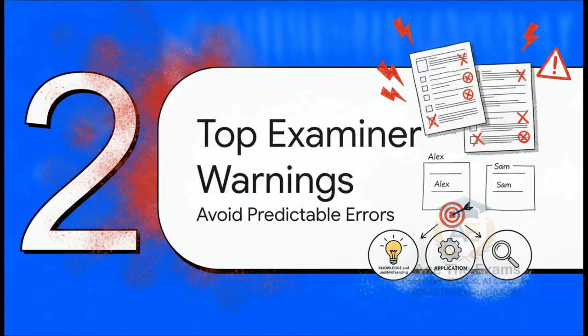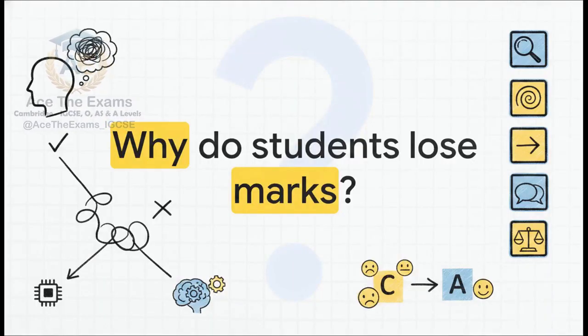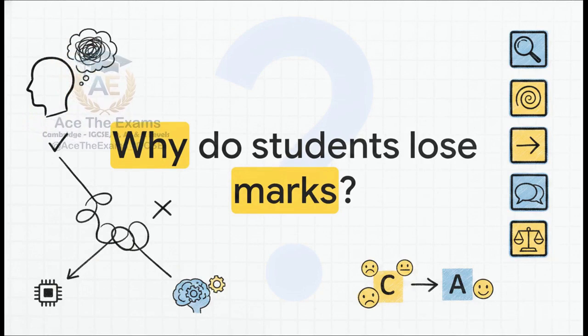Section 2, Top Examiner Warnings. Now we are going to pivot and look at how to avoid the most predictable, agonizing errors students make year after year. So, here's the million-dollar provocative question. Why do students actually lose marks? Why did Sam, who clearly knew the syllabus inside and out, end up with a C instead of an A star? It all comes down to a fundamental, catastrophic failure to decode the command words.